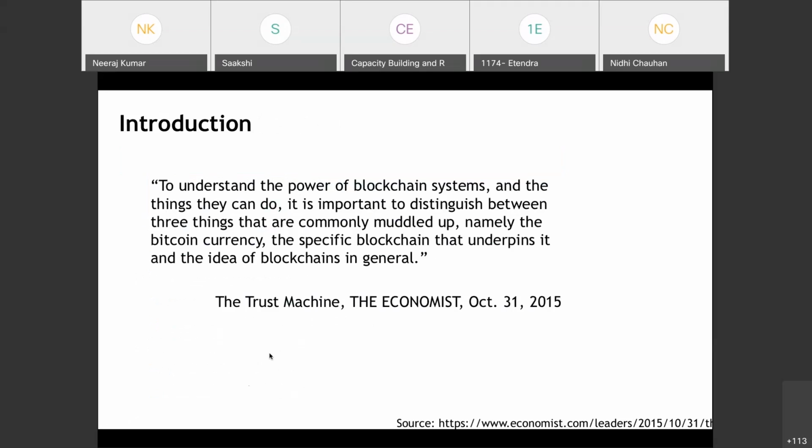It is important to distinguish between three things that are commonly muddled up: first, the Bitcoin currency, how this Bitcoin currency works, what specific blockchain underpins it, and the idea of blockchain in general. Most of the time people are confused about these terminologies, what is Bitcoin and what is cryptocurrency. Bitcoin is all about taking money and sending money from one recipient to another, or how this blockchain technology can revolutionize and be used in different applications. That is also one of the key concerns, and what is the overall idea that we have to take care of.